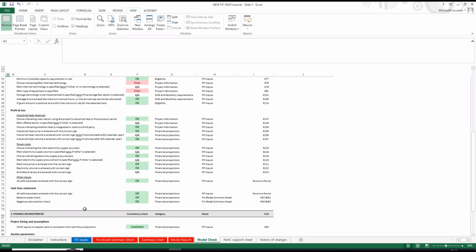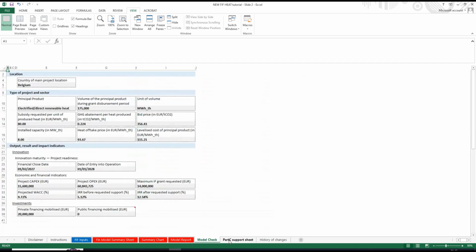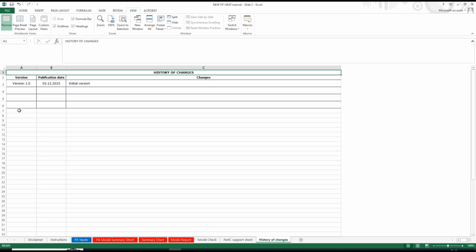Part C support sheet. This sheet allows you to copy and paste the key data you will need to include in Part C of your application, where you provide your project's main indicators. History of changes sheet. The final sheet provides a record of all the updates made to the template for this version of the file. That concludes the walkthrough of the Financial Information File Excel file.